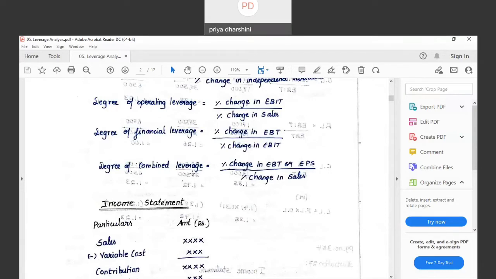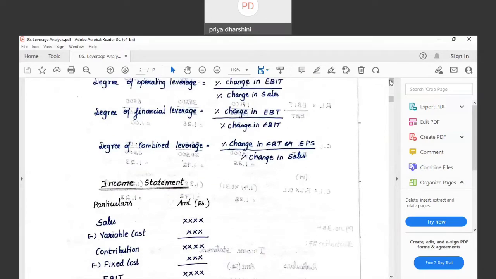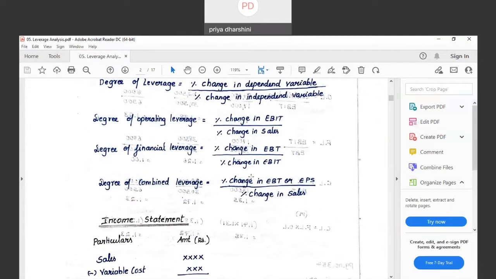Next comes the degree of combined leverage. What happens under combined leverage? Under combined leverage, you will combine both operating and financial leverage. If you multiply these both, what will happen? EBIT in the numerator and EBIT in the denominator will get cancelled. You will end with percentage change in EBT divided by percentage change in sales.